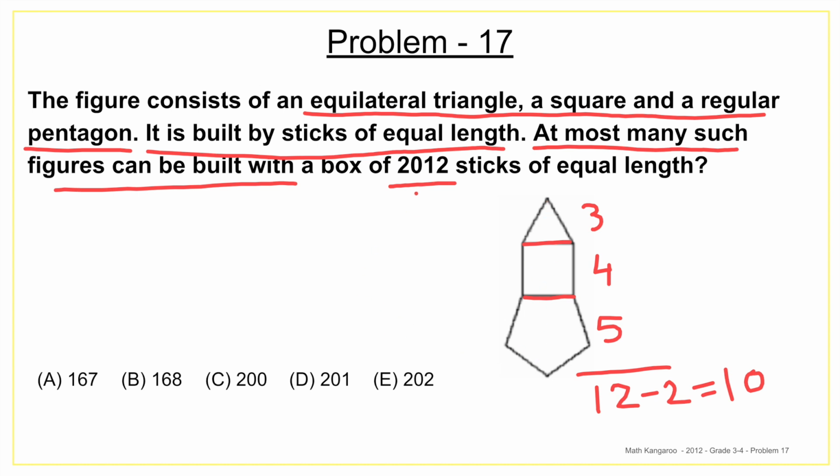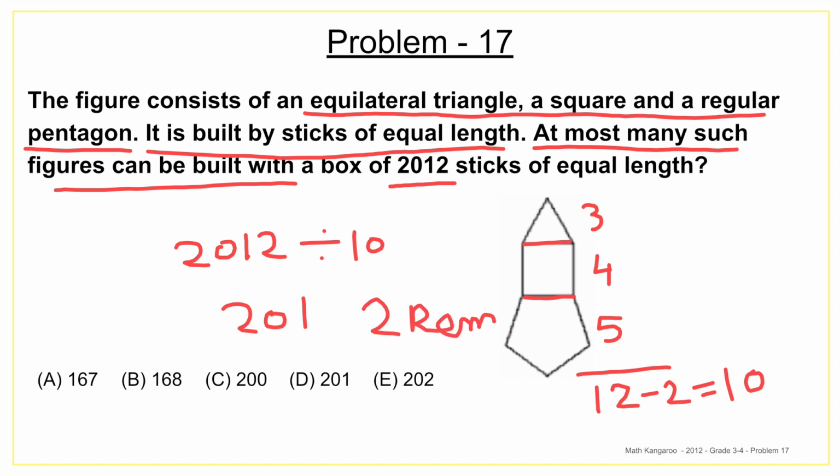Now we have to find out how many figures we can make using 12 sticks. So we divide 12 by 10. What do we get? We get 1, and 2 as remainder. Since we cannot use 2 sticks, we will be having 1 figure we can make using 12 sticks. Our answer is option D.